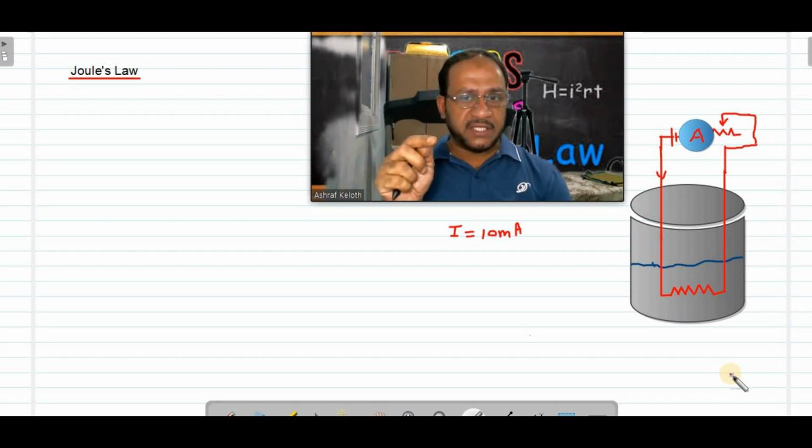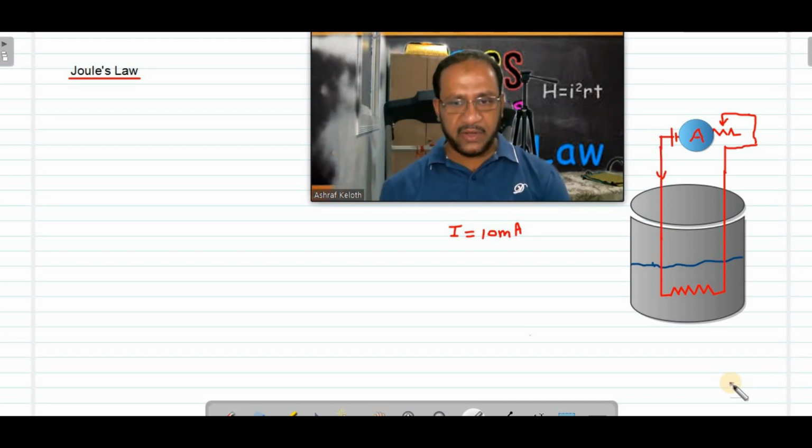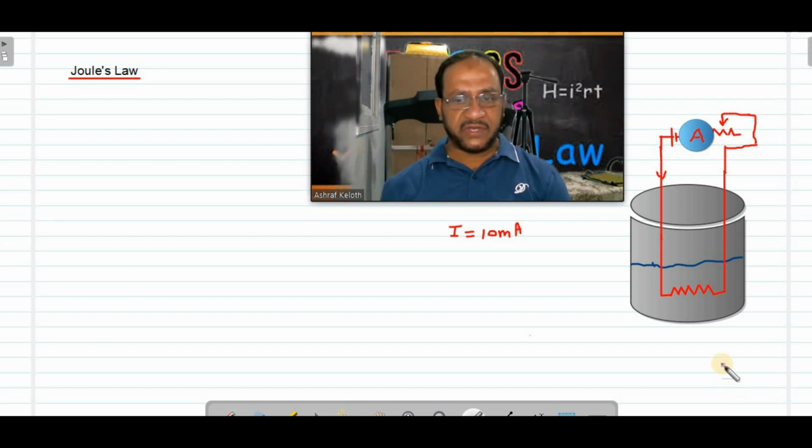And that heat energy we are using for ironing our dress in the iron box, for heating water in the geyser, for making sandwiches in the toasters. Got it? So if you use a high resistance wire and when current flows through that, due to the resistance, heat energy will be developed. Now in this activity, we have a high resistance wire. Suppose R is the resistance of this wire.